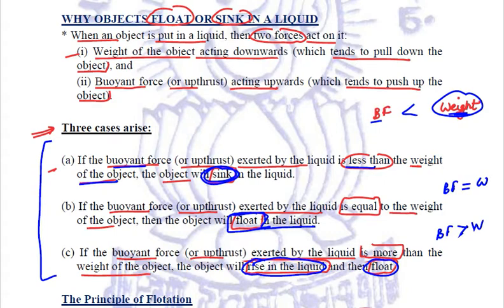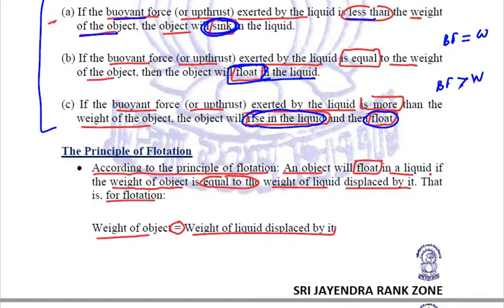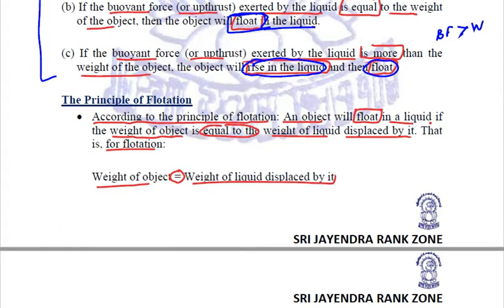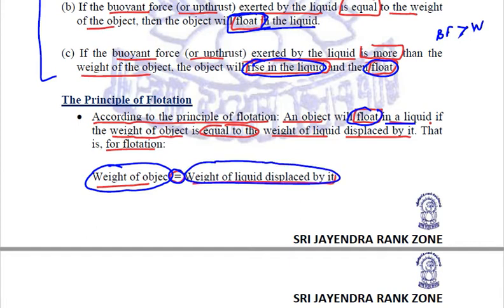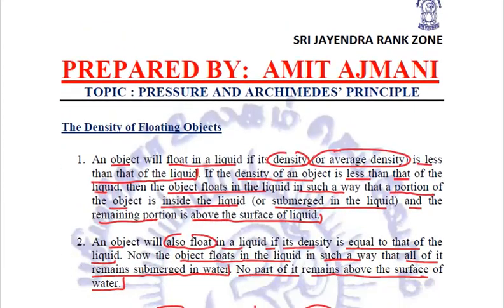And these conditions give rise to the principle of flotation. We have seen that an iron nail sinks into water, but large ships keep floating. Why is it so? Because of this principle of flotation, which states that an object is going to float in a liquid if the weight of the object is equal to the weight of liquid displaced by it. Clear? This is the principle of flotation.